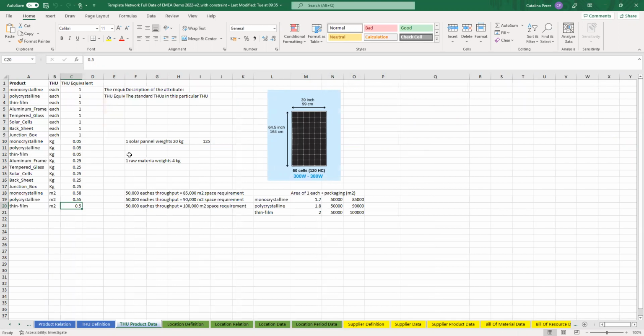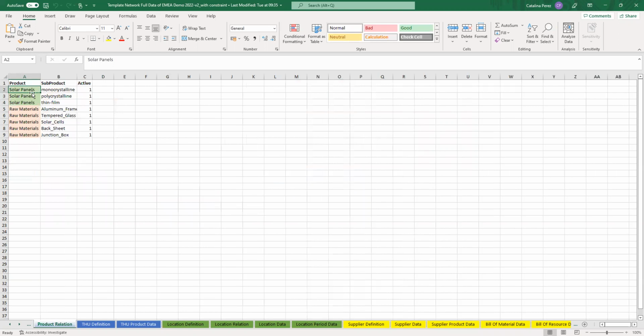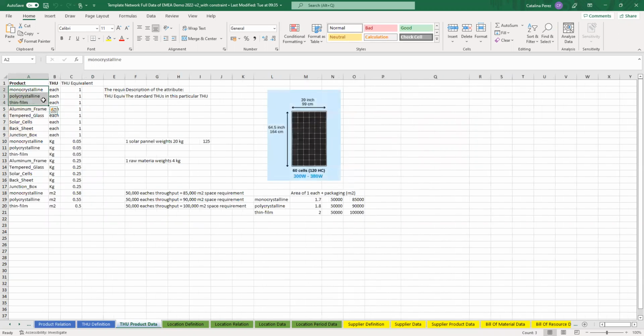So how do we populate the THU product data sheet? First, as I mentioned before, you have the option of including the conversion per product, as I have done here. But you can also decide to convert a product group because they all have the same equivalency. So instead of writing all these 3 solar panels, you can just go to your product relation and see that you have a group called solar panels and write it here. Next you have the THU column where you write down the name of the THU you're going to use. And then you have the THU equivalent, which is the equivalent of this THU in eaches. So let's see how we do that.